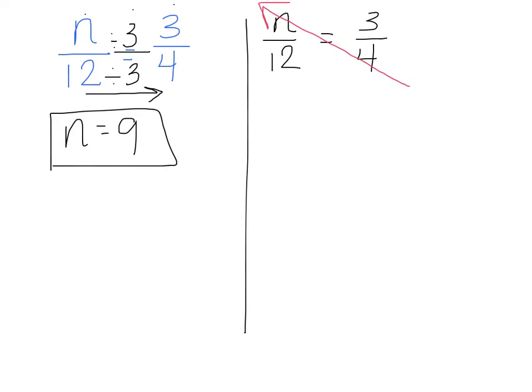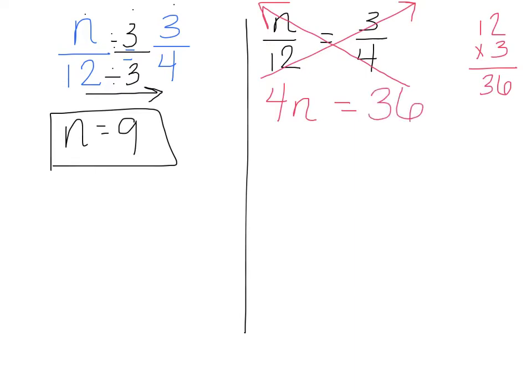So 4 times n is 4n, which is equal to 12 times 3. And if I need to do the math, do it over off to the side of your paper and show your math steps. 3 times 2 is 6. 3 times 1 is 3. So that makes 12 times 3, 36.